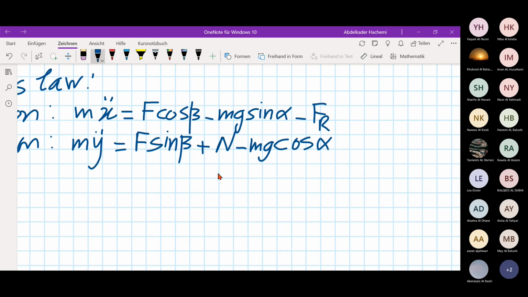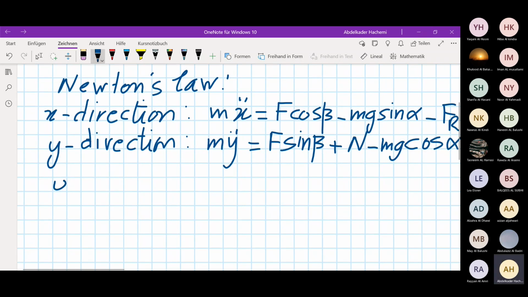Then we know from the exercise that V0 is given as constant. As V0 is in the direction of x, it means that in this case x double dot is equal to 0.